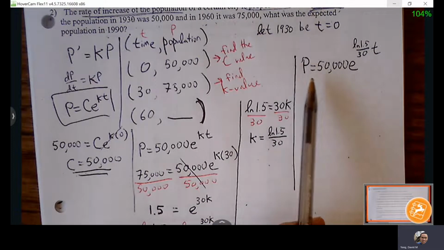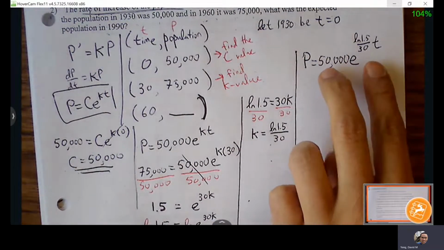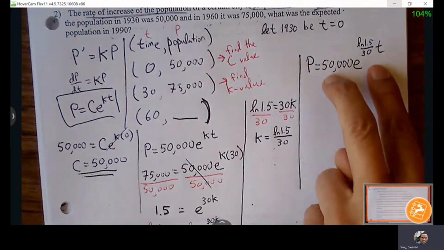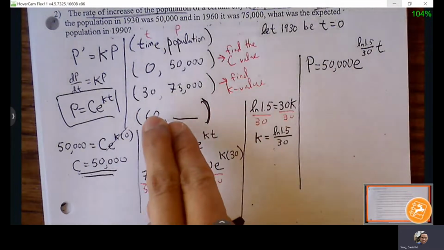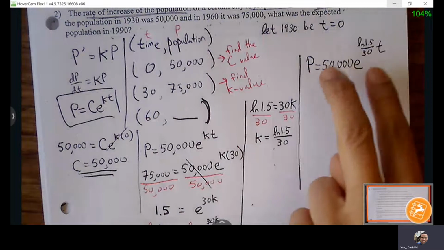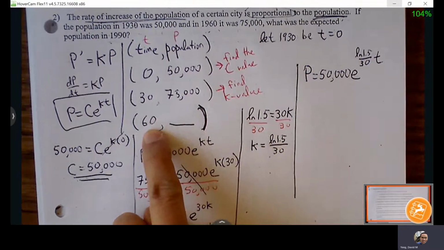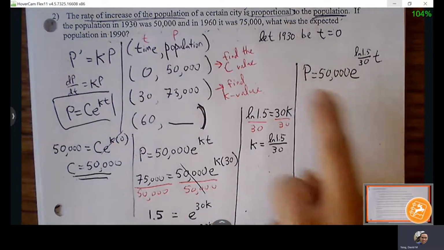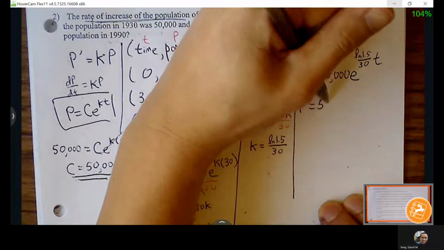Okay, so P equals 50,000 e to the natural log of 1.5 over 30 times T. Now we have as specific as we can make it. We were able to use the 2 ordered pairs to find those 2 variables. And now we have enough information filled in where we can make a good prediction as to what the population is. So we can enter 60 in for T, and then we can solve for the population. And now the calculator can help us out here.